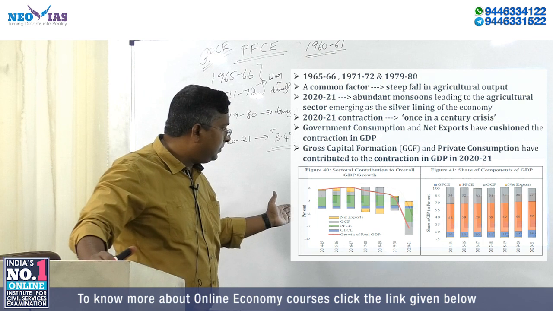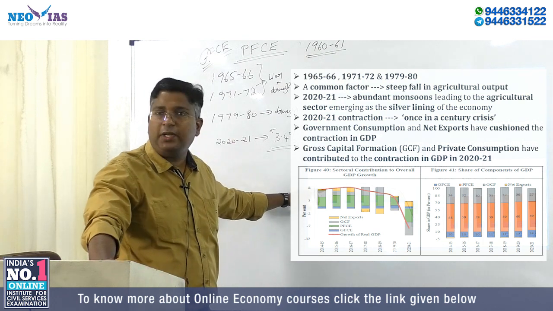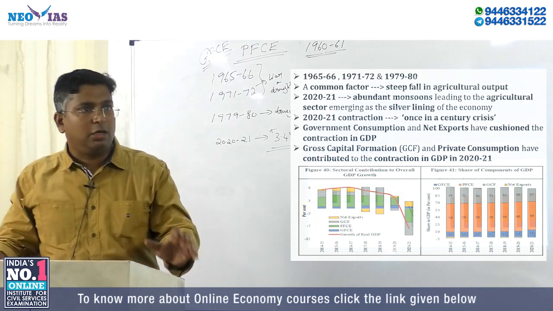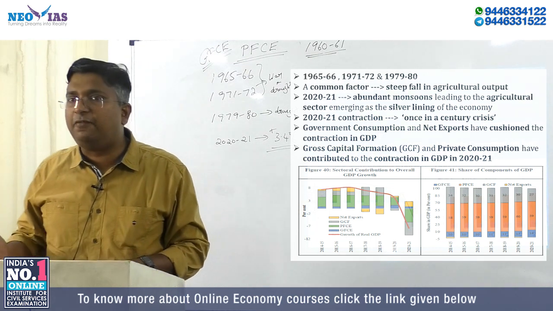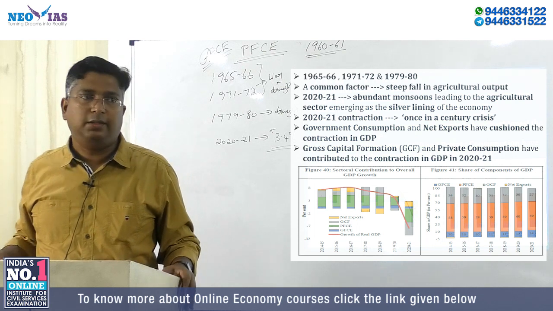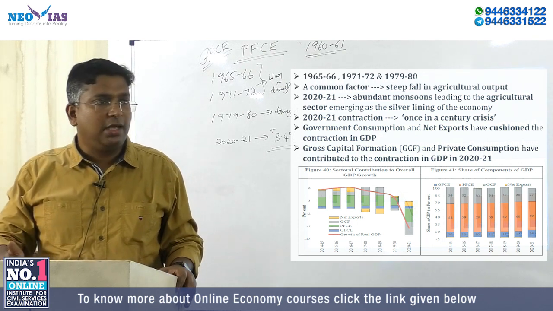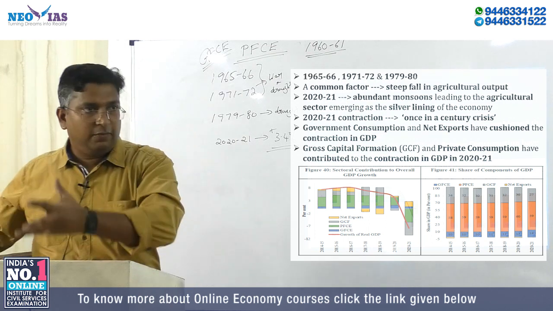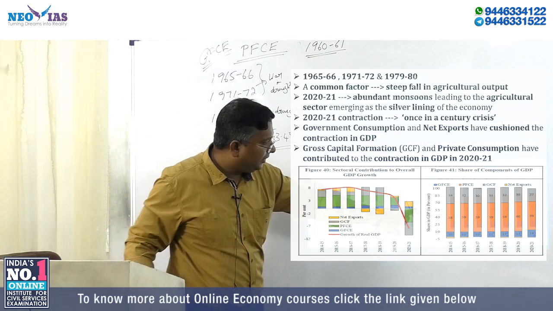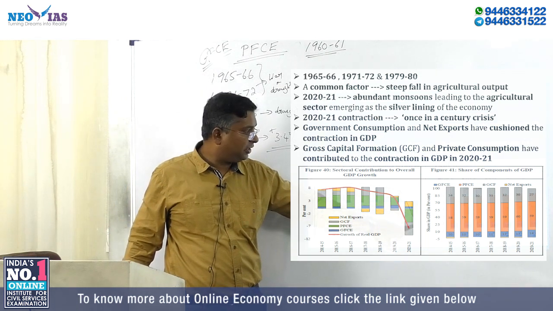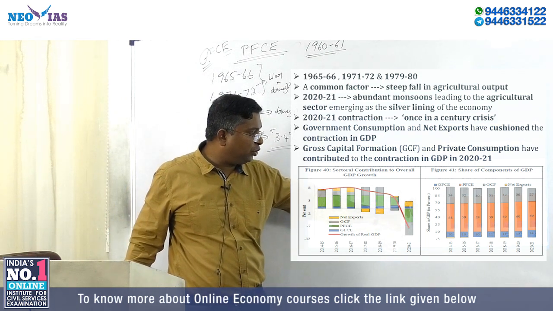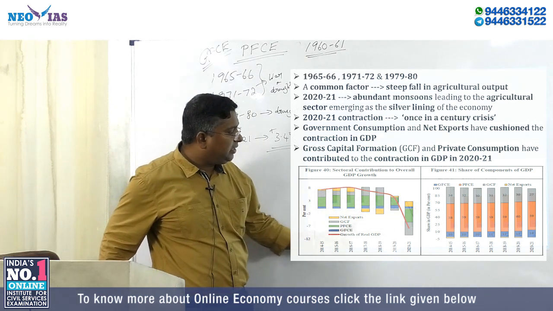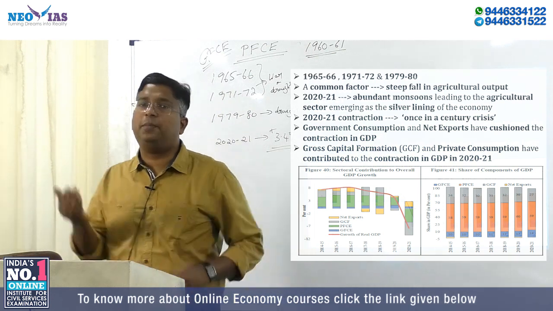And the second highest weightage is gross capital formation. See the two major components: the first one is private final consumption expenditure, then the second highest contributor is gross capital formation. These two major components saw a fall. See, green color and ash color. Which ones cushioned it? Net exports as well as the government final consumption expenditure have helped cushion it.